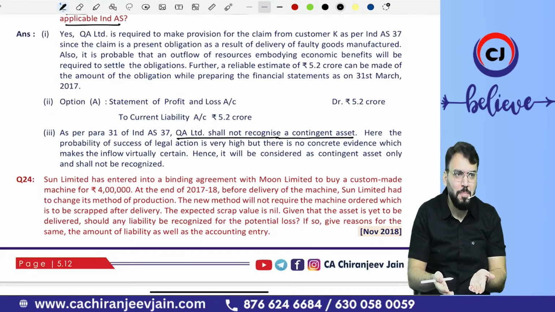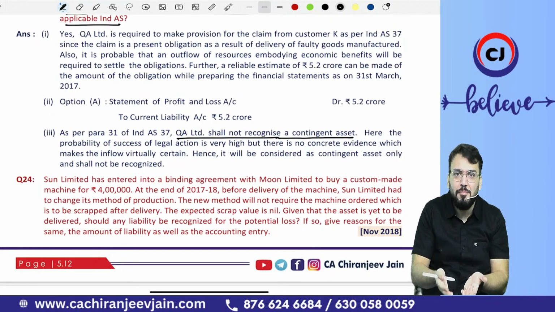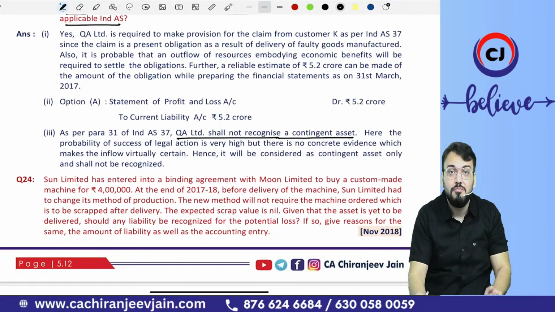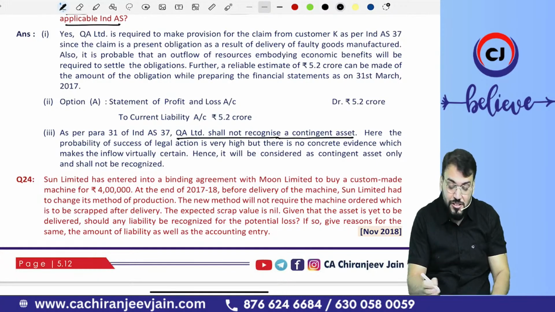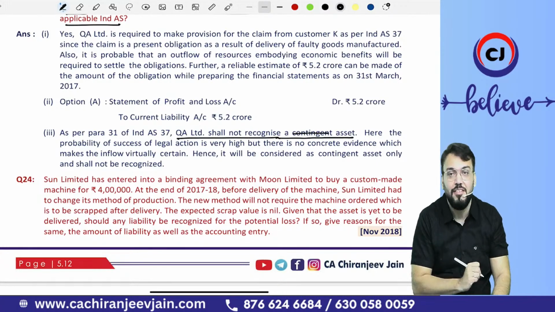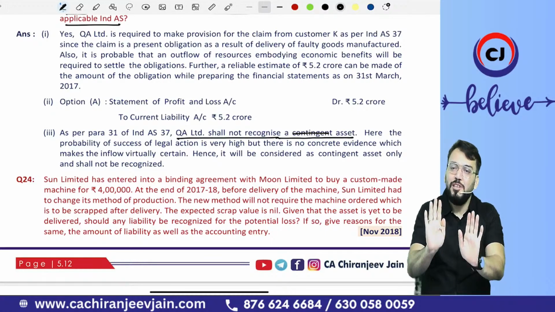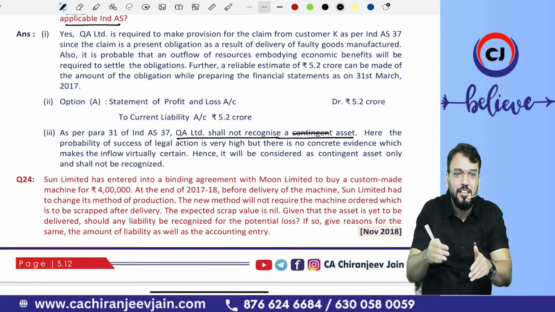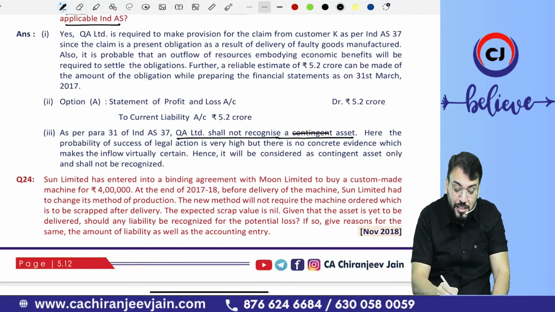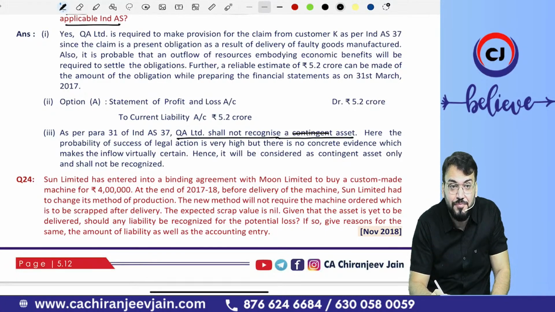Suggested answer, correct now. This is given by ICAI. I will say we can never recognize a contingent asset. A contingent asset cannot be recognized. We can recognize an asset. So it should be: shall not recognize an asset. However, even if you write contingent asset, they will understand your emotions. But we are here to write down the correct words. So we cannot recognize an asset.